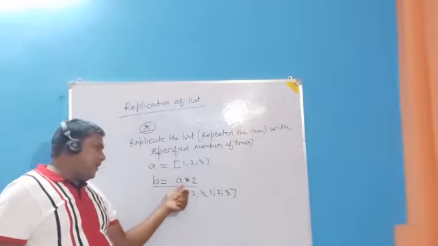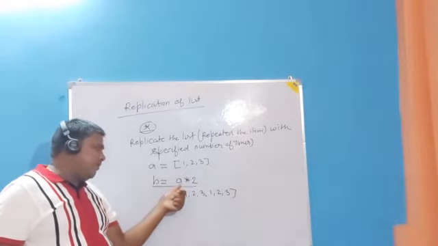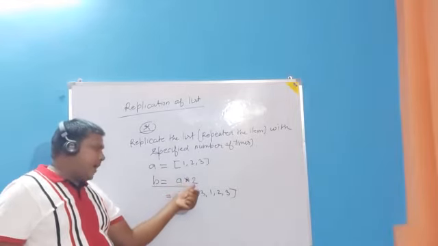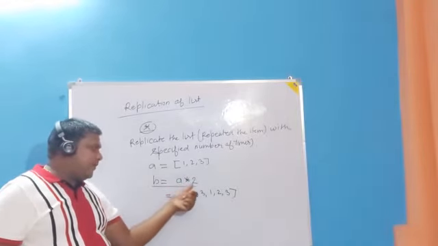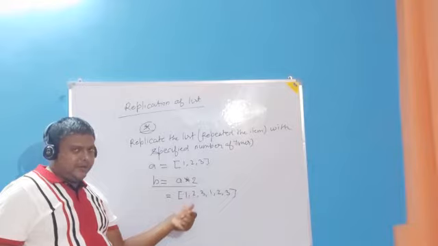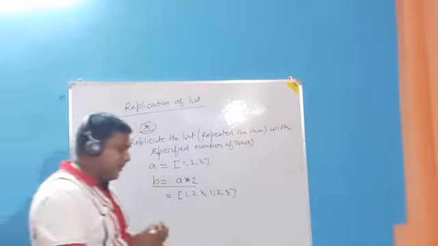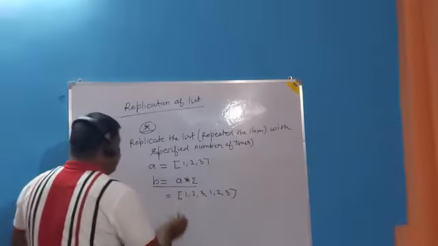B is equal to A into 2 means the number of items inside A will be repeated. If we have written 2, then 2 times. If we have written 3 here, then 3 times. So that is called a replication of a list.